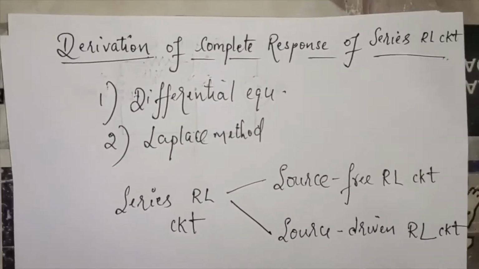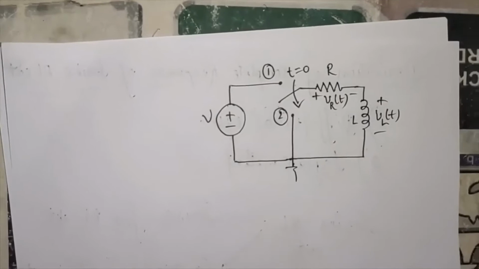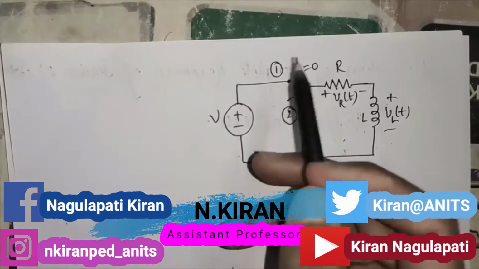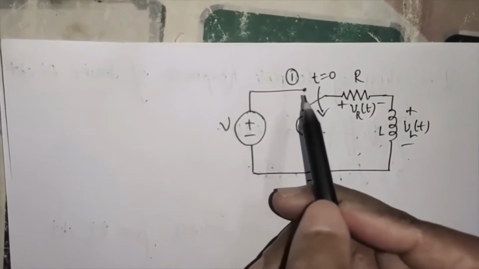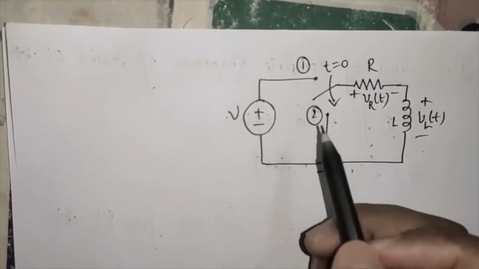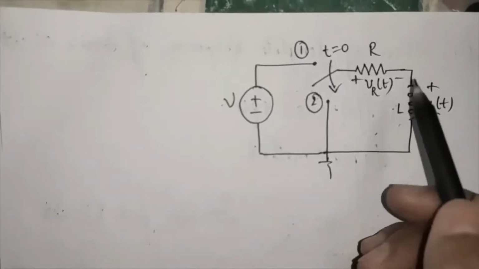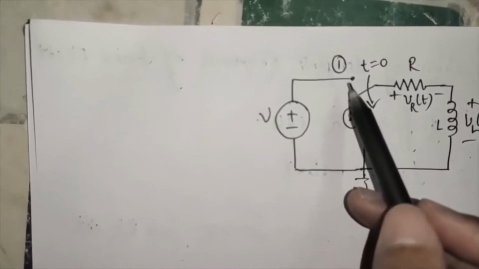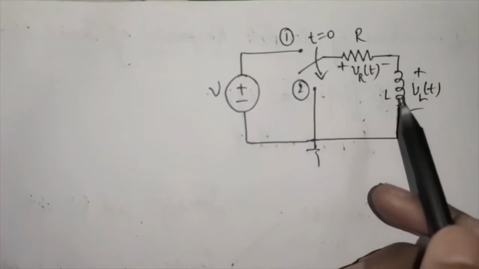So this is the circuit diagram for deriving the expression for the complete response of the source free RL circuit. Initially we assume that the switch is at position 1 for a very long time, and at t equal to 0 the switch is moved from position 1 to position 2. We assume that when the switch is at position 1 the circuit is at steady state, and we know that at steady state the inductor will act as a short circuit.